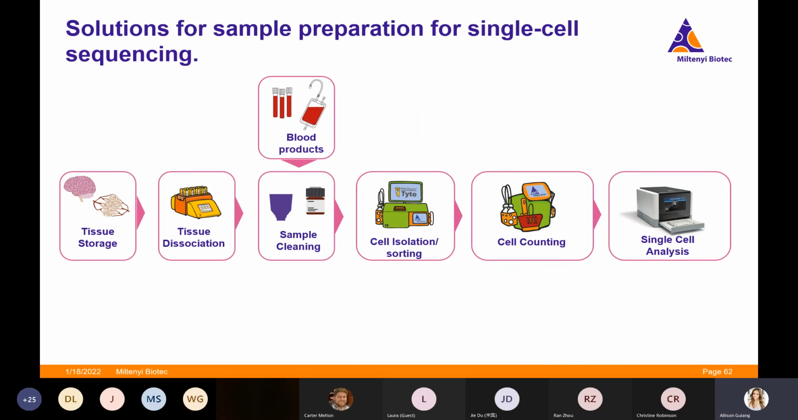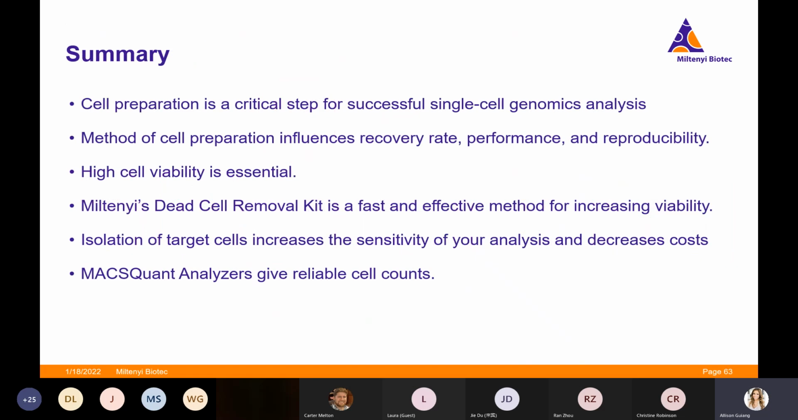So now we have officially covered every step in the sample prep workflow upstream of your single cell analysis. Let's go over a couple of the quick points that we hope you walked away with. Going back to Christine's presentation, cell preparation is a critical step for successful single cell genomics analysis. The method can influence your recovery rate, performance, and reproducibility. High cell viability is essential. I know that was harped on a lot. We talked about the dead cell removal kit being fast and effective for increasing your viability. We also talked about isolation of target cells with our magnetic beads, as well as our Tito cell sorter system. And again, ending on the MaxQuant analyzer, giving you reliable cell counts.